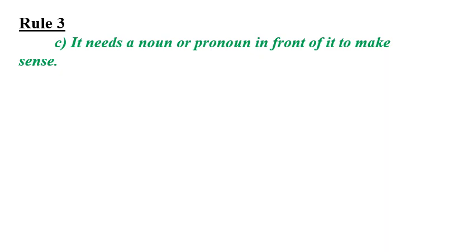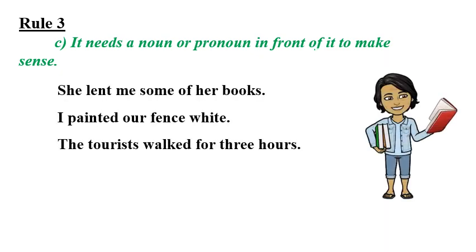What is a subject? A subject is someone or something that does the action in a sentence, or it is someone or something that is described in a sentence. Look at the first sentence. "She lent me some of her books." What is the verb in this sentence? Lent. And this verb lent appears right after the subject she. So this is a finite verb.